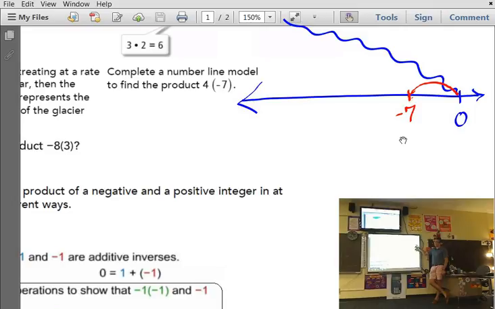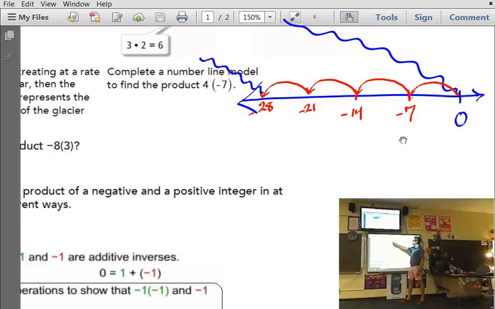But that was only 1 year. It wants to know after 4 years. So the next year, how much does it lose? 7 more. So where am I at now? Negative 14. Another negative 7, and I'm now at negative 21. And another negative 7, I'm now at negative 28, because every single year, it melted 7 feet off of it. So now, my glacier would be way back here. There's a lot less glacier. Does this make sense?